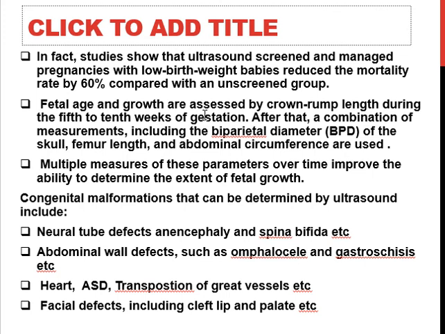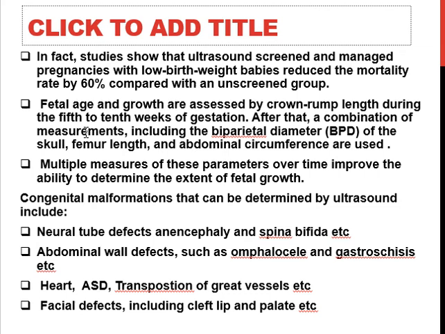Fetal age and growth are assessed by crown-rump length. How can we assess that? Crown-rump length is the length from the skull vertex to the buttocks during the sitting position of the fetus. So by the crown-rump length during the 5th to 10th weeks of gestation, we assess the fetal age and growth.